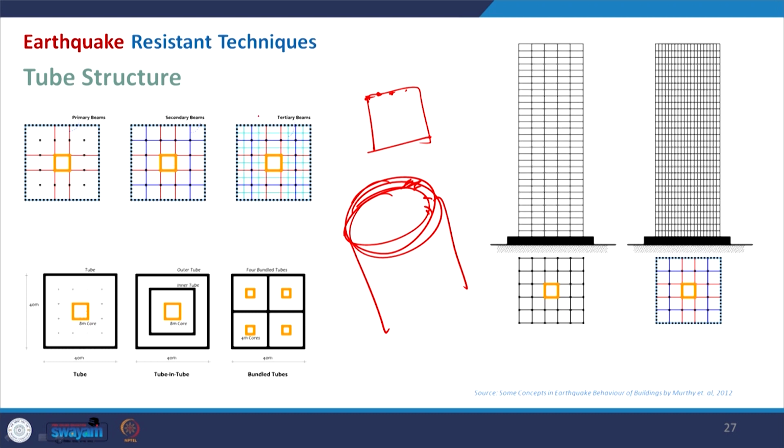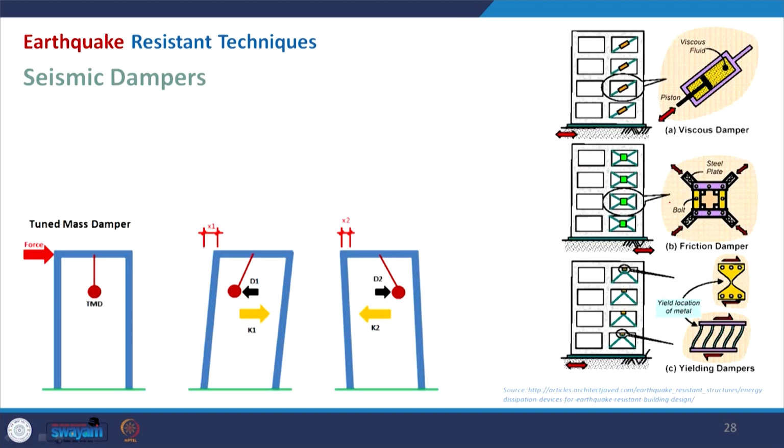It is almost a core, but with some openings. We can have a normal tube, or a bundle tube where different tubes are made together, and then we can have a tube in tube structure like this, where the internal tube is also maintained. Here you can see the difference: wherever you have multiple such columns, that will perform in a better manner to resist the lateral load.